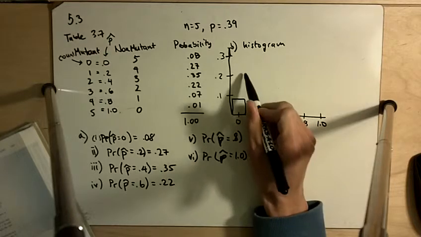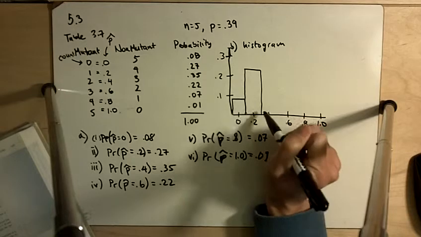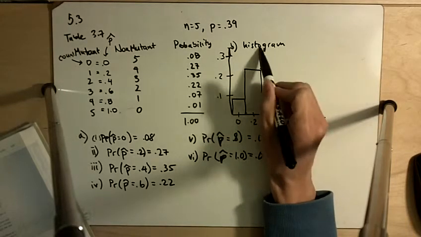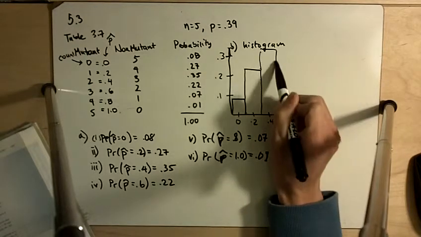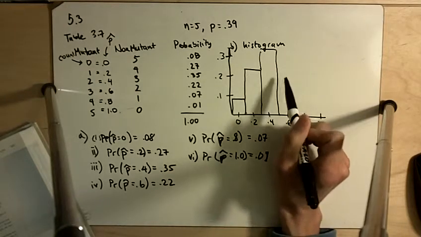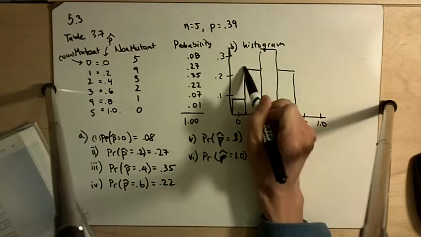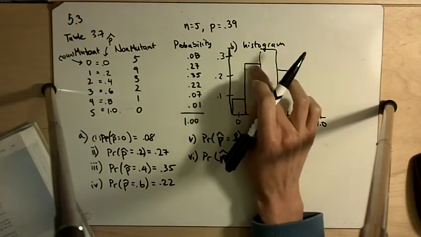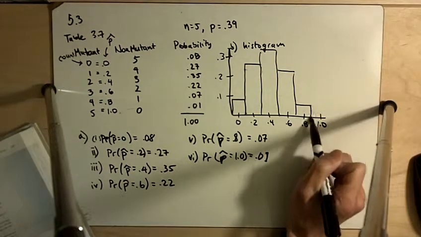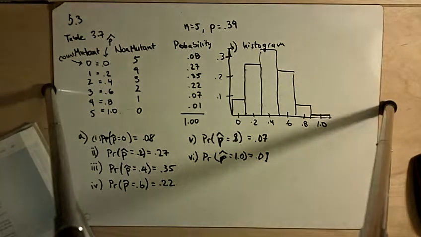and then 0.27. Okay, so technically this goes up to 0.27, which is a little bit higher. 0.27, 0.07 is down here, and then 0.01 is down there. Okay, so something like that for our histogram.